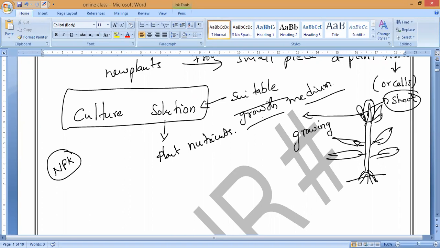Now this culture solution will be in the form of jelly. You understand? It will be in the form of jelly. This jelly is basically what we call agar. This culture solution is similar to a jelly, and the Hindi name for that jelly is agar.